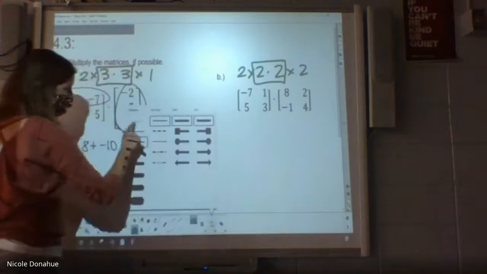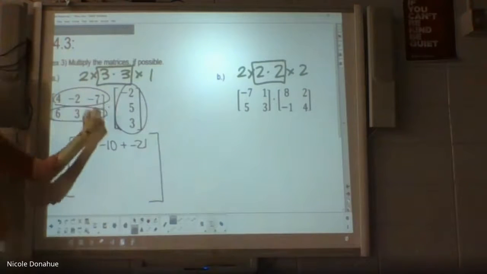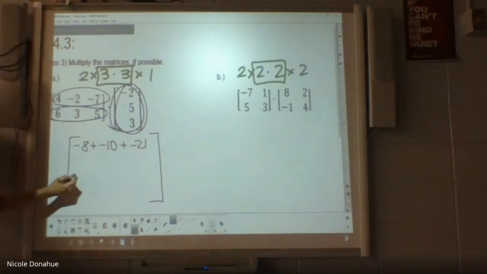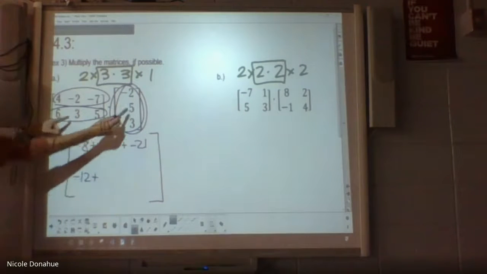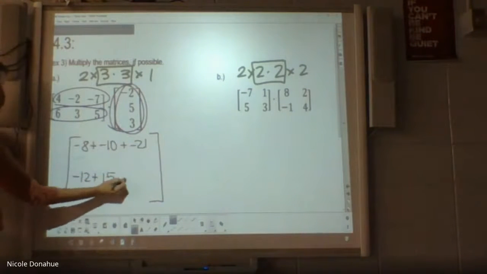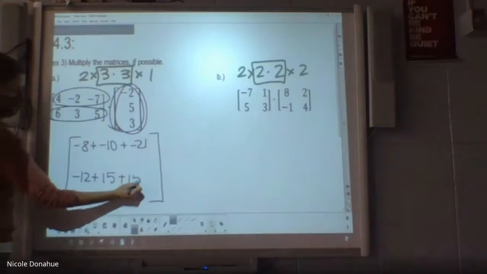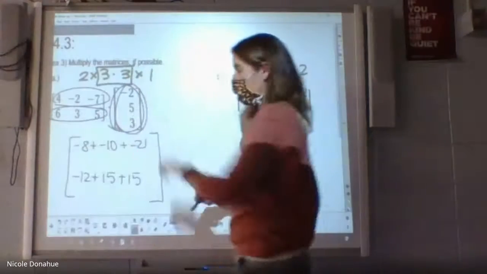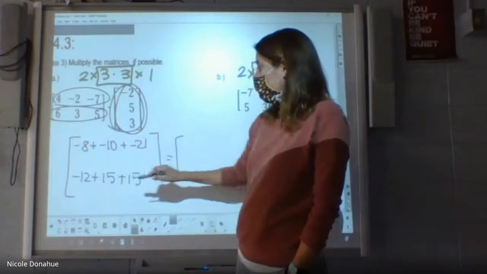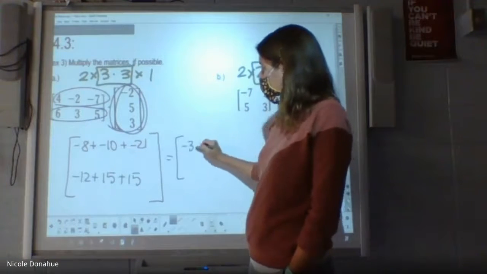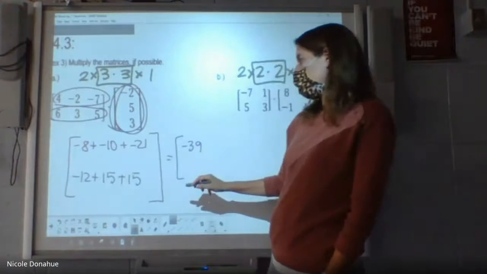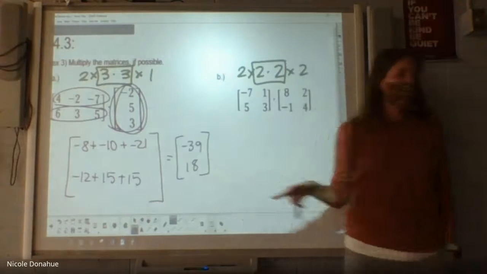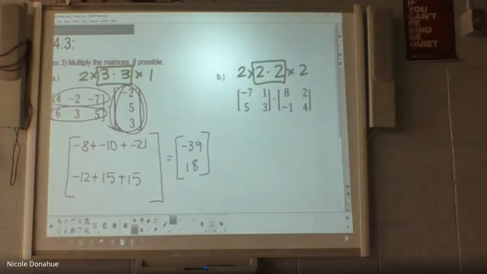So I'm going to take those all and add them together as I go. I'm going to do the same thing on the bottom row. This row times this column. So -12 plus 3 times 5, which is 15, plus 3 times 5, which is 15. And so now I'm left with, when I'm done, a 2-by-1 matrix. This makes sense. So this is a -39 on top and 18, I believe, on the bottom. So a 2-by-1 matrix when we're done. Make sense?